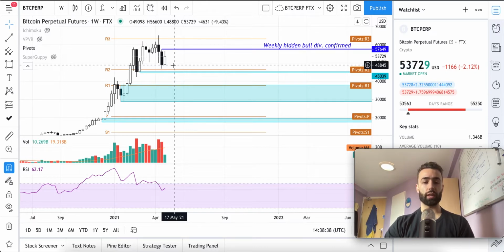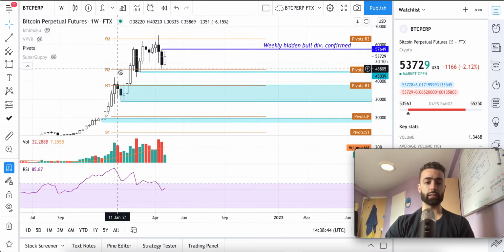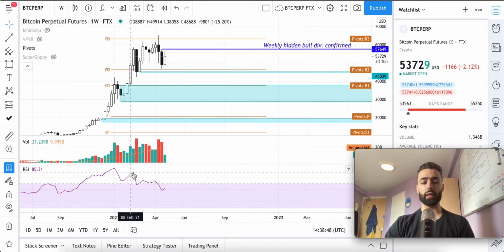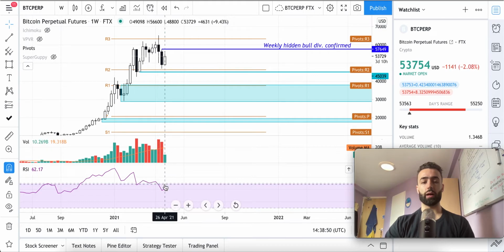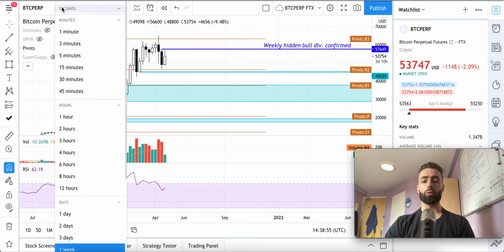It seems kind of choppy on lower time frames, and we'll look at that in a second. It is important to note that as we've been making these higher highs in price, as we've been rising, we have been seeing a decrease in strength with each subsequent rise. So it makes sense why we had this subsequent drawdown. We'll see if we end up starting to trend bearishly on the daily time frames.